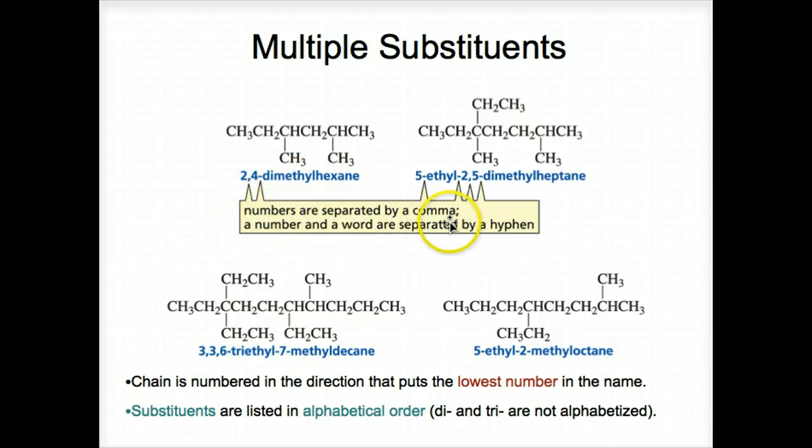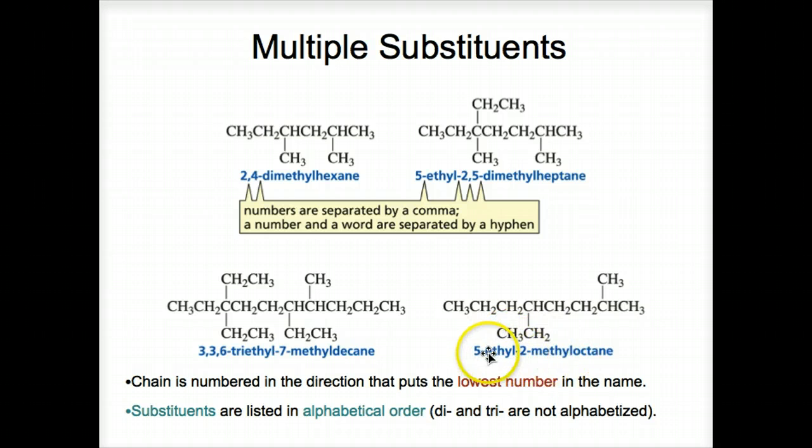Notice the numbers are separated by commas, and a number and a word are separated by a hyphen, which is the standard manner of writing these names. But 2,4-dimethyl tells us there are two methyl groups. One is on the number 2 carbon, and the other is on the 4th carbon, in a 6-carbon chain. And we can look at this one down here as well. Octane, an 8-carbon chain with a methyl group and an ethyl group.